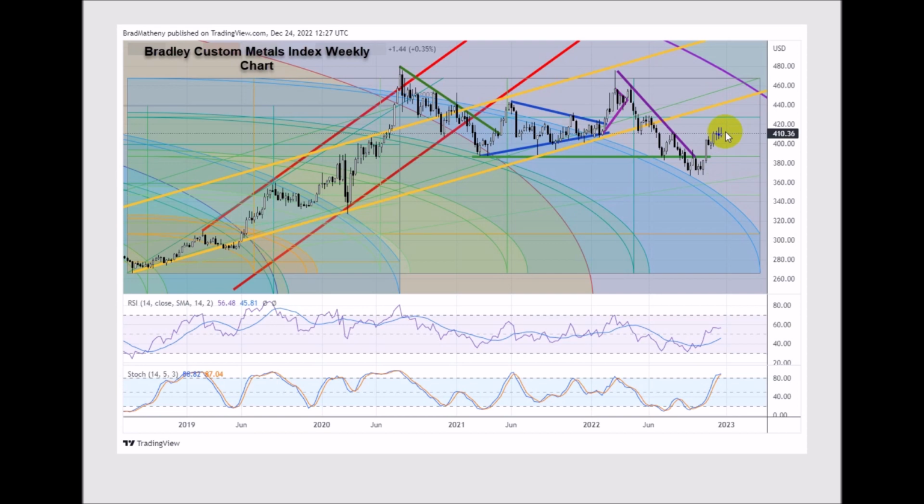We need to see this move back up into what I call this yellow brick road channel between these two yellow lines. And I believe it's going to happen probably by February, March of next year. I think we're going to see a nice solid melt up trend, and then we're going to stall back up into this area and trying to move forward. So expect a good 15, 20%, 25% move to the upside in metals.